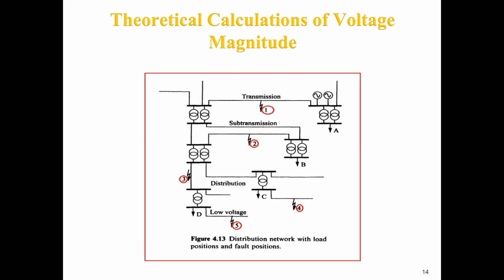Let us see, when the fault is at each different position, how the sag appears for the different loads A, B, C, D. Let us start with the fault at 1. A fault in the transmission network, at position number 1, will cause a serious sag for both the substations bordering the faulted line. This sag is then transferred down to all the customers connected to them.